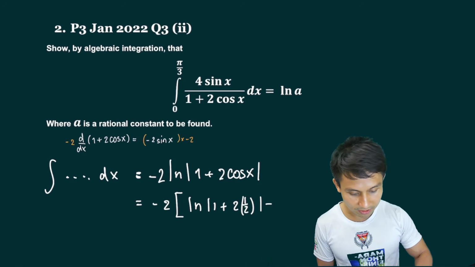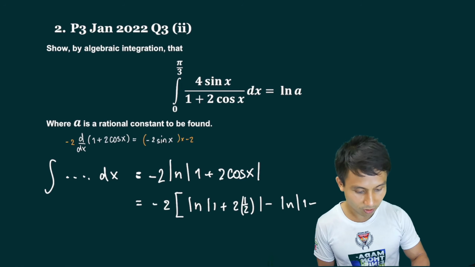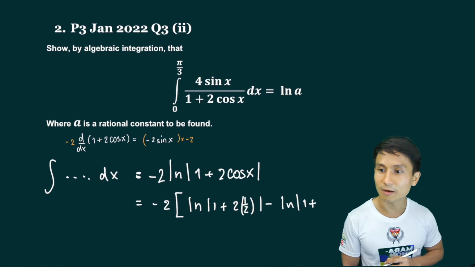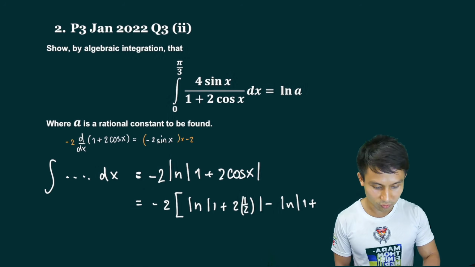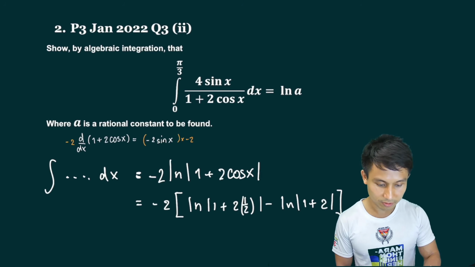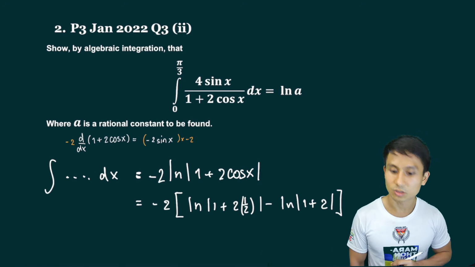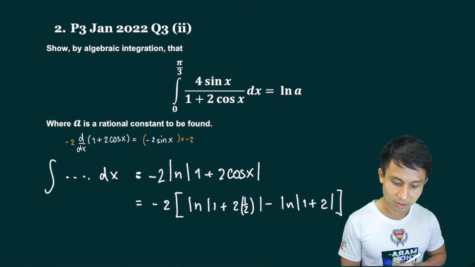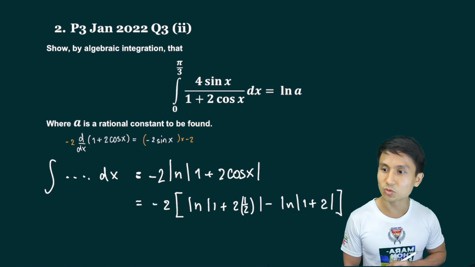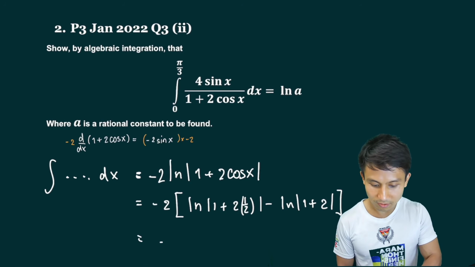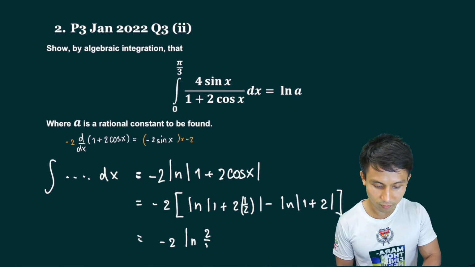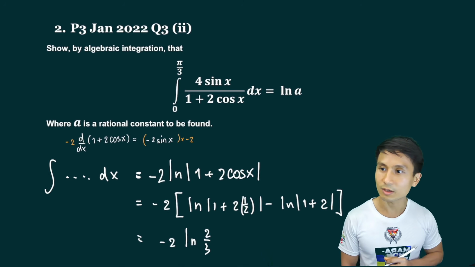And then minus ln of 1 plus 2 times cos 0. Cos 0 is 1, so 2, 1 plus 2 there. Okay? So it's ln 2 minus ln 3, right? Ln 2 minus ln 3 in there, it's ln 2 over 3. So this is minus 2 ln 2 over 3. Yeah?